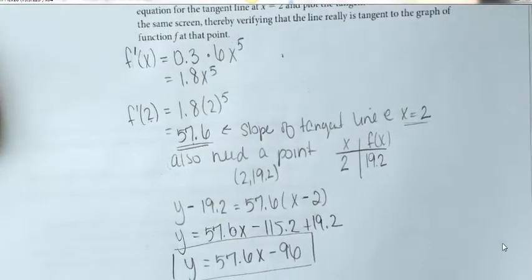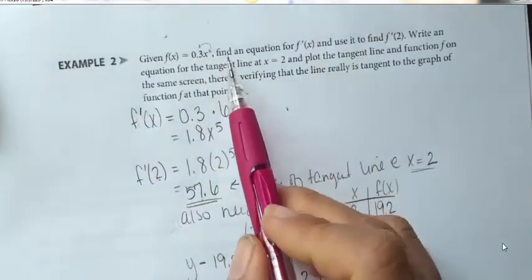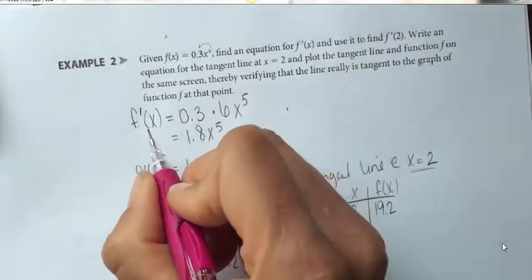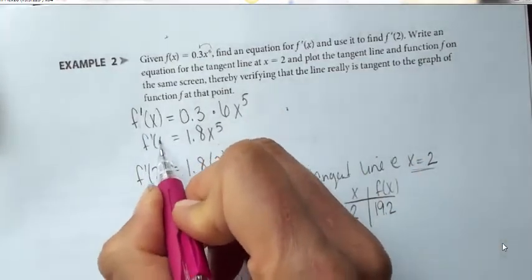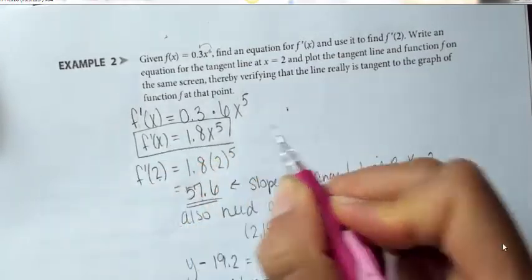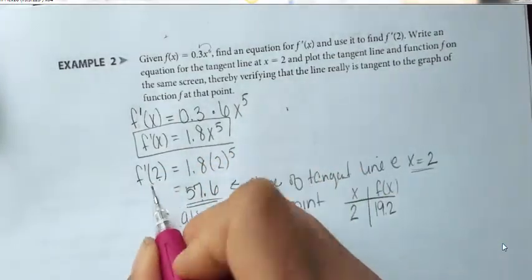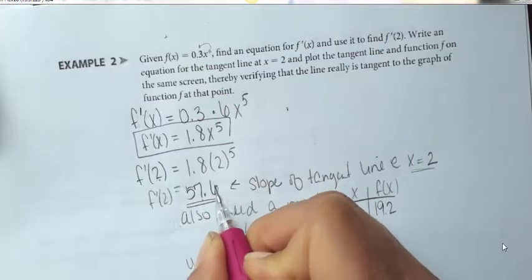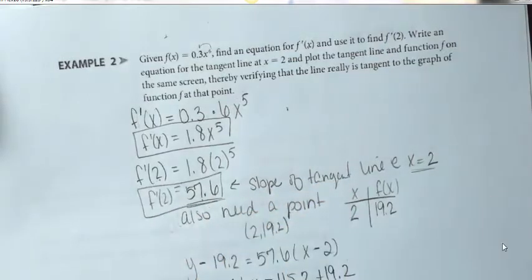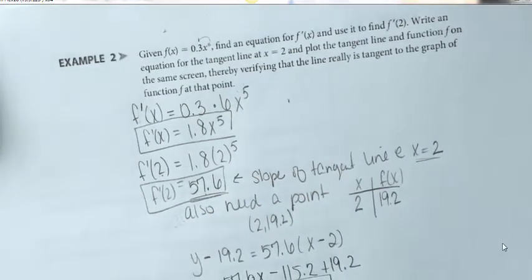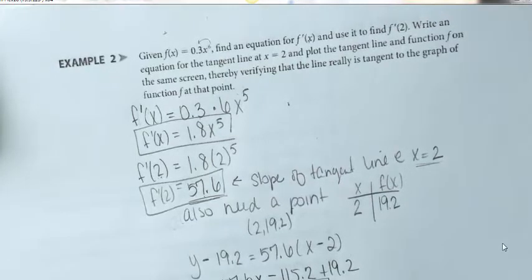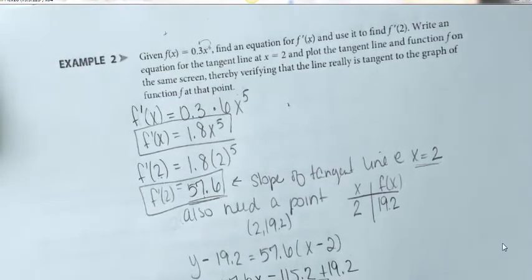Let's see, so I got a lot of stuff here. Let's go back through my question. Find the equation for f prime of x. Well, f prime of x is this. And use it to find f prime of 2. Well, this is f prime of 2, which is really the slope of my tangent line, or the instantaneous rate of change at x equals 2. Write an equation for the tangent line. Okay, I did that. And plot the tangent line and function f on the same screen, thereby verifying that the line really is tangent to the graph of the function f at that point.